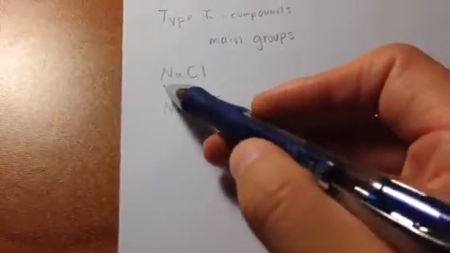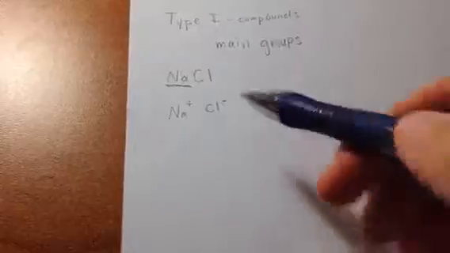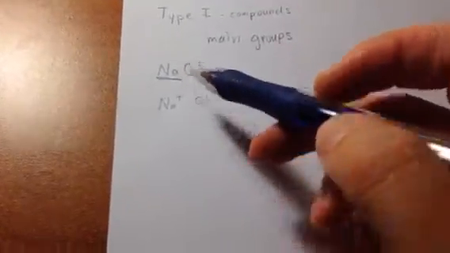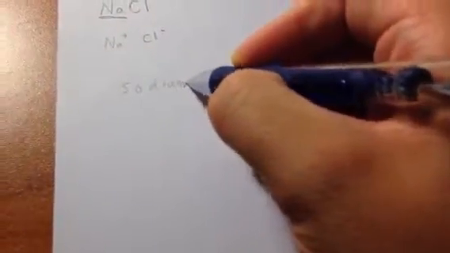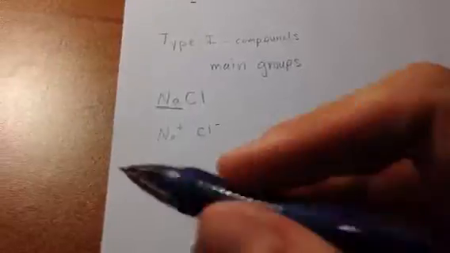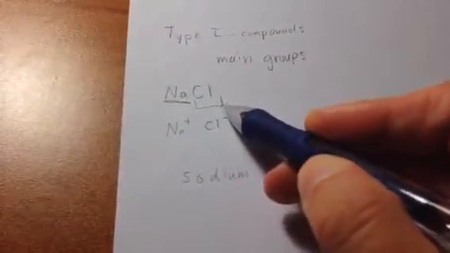Okay, so back to the naming. So you first look at the cation, and you simply write its name. So this is the element symbol for sodium. So we're just going to write sodium. Okay, so that's our cation. Now we're going to transition over to the anion.